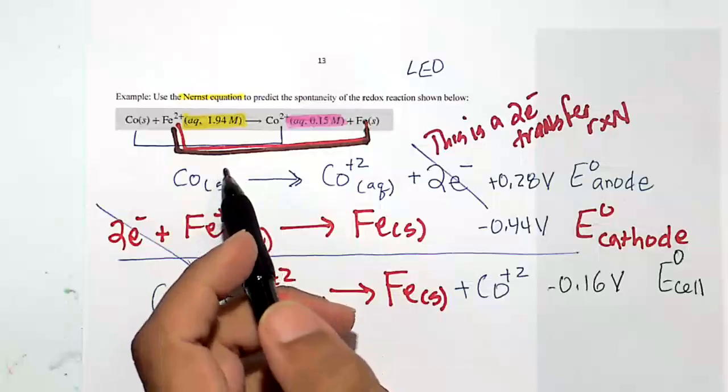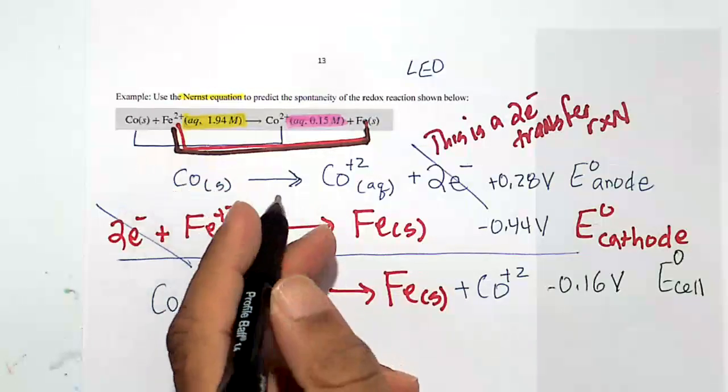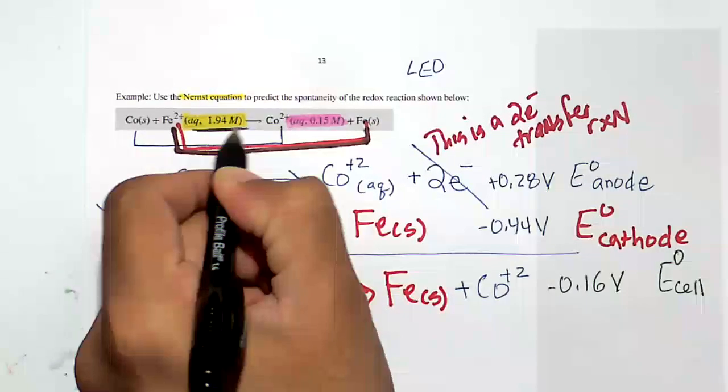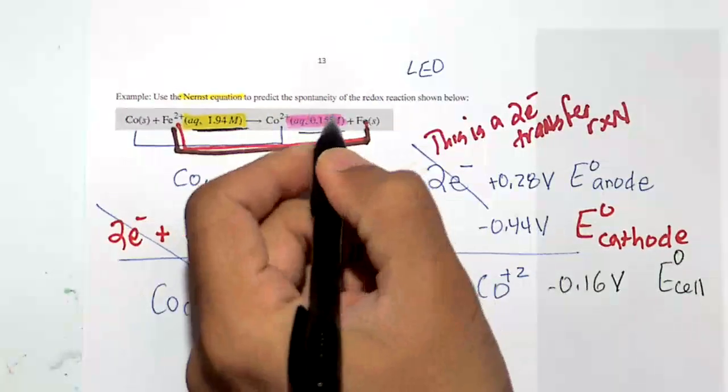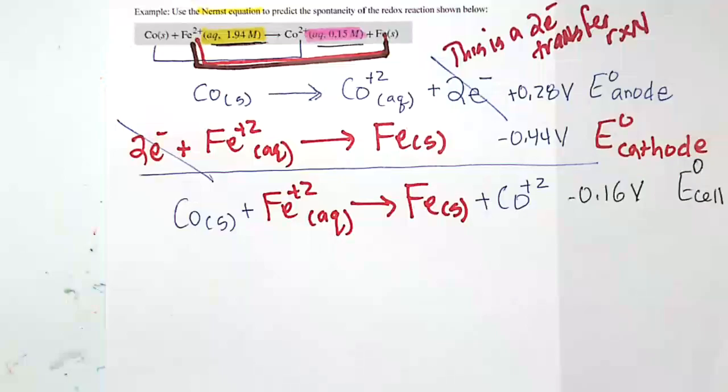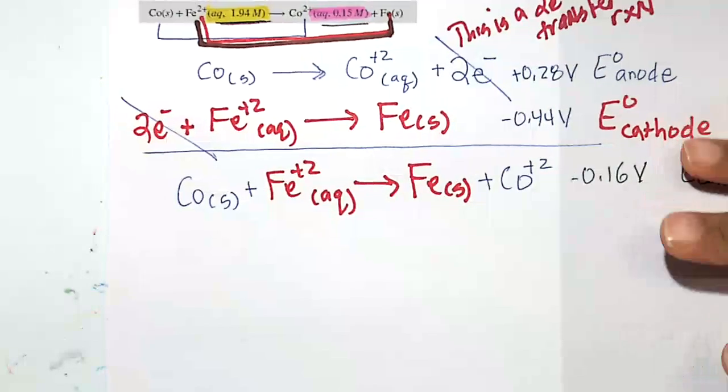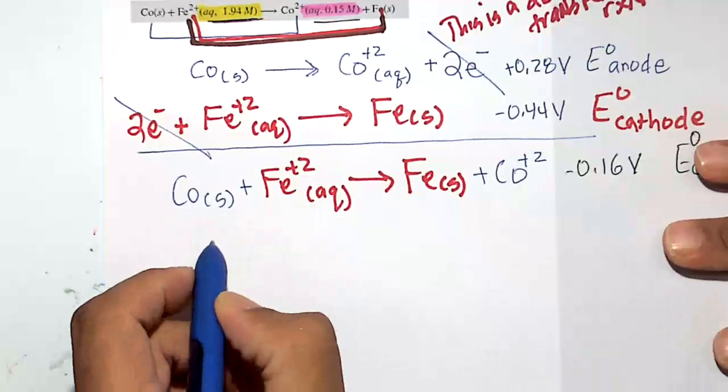But once again, this is not standard state. This is 1.94 molar Fe plus 2 and 0.15 molar cobalt plus 2. So we're going to use the Nernst equation. I'll give you this on the exam. Let me search for it here. Where are you, Nernst equation? Hiding from me? No, I got you. All right, so the Nernst equation is this.